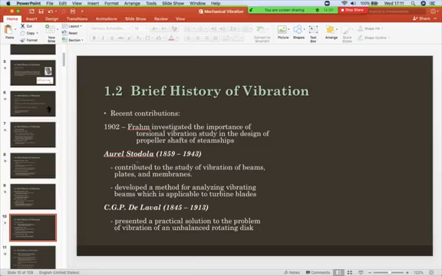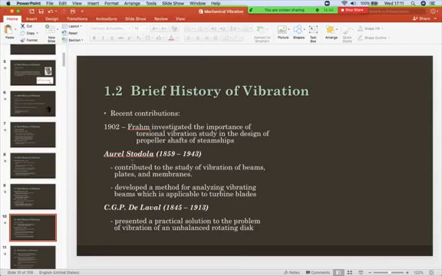We have also the plates and membranes. He developed a method for analyzing vibrating beams, which is applicable to turbine blades. No? Can you imagine that? So our blades are supported with beams, structural beams, and without these beams, how can you secure the weight of these big turbine blades in our turbine plants? So that's how Stodola contributed to the vibration study with regard to beams. We have also C.G.P. de Laval, that's around 1845 to 1930. What did he contribute?